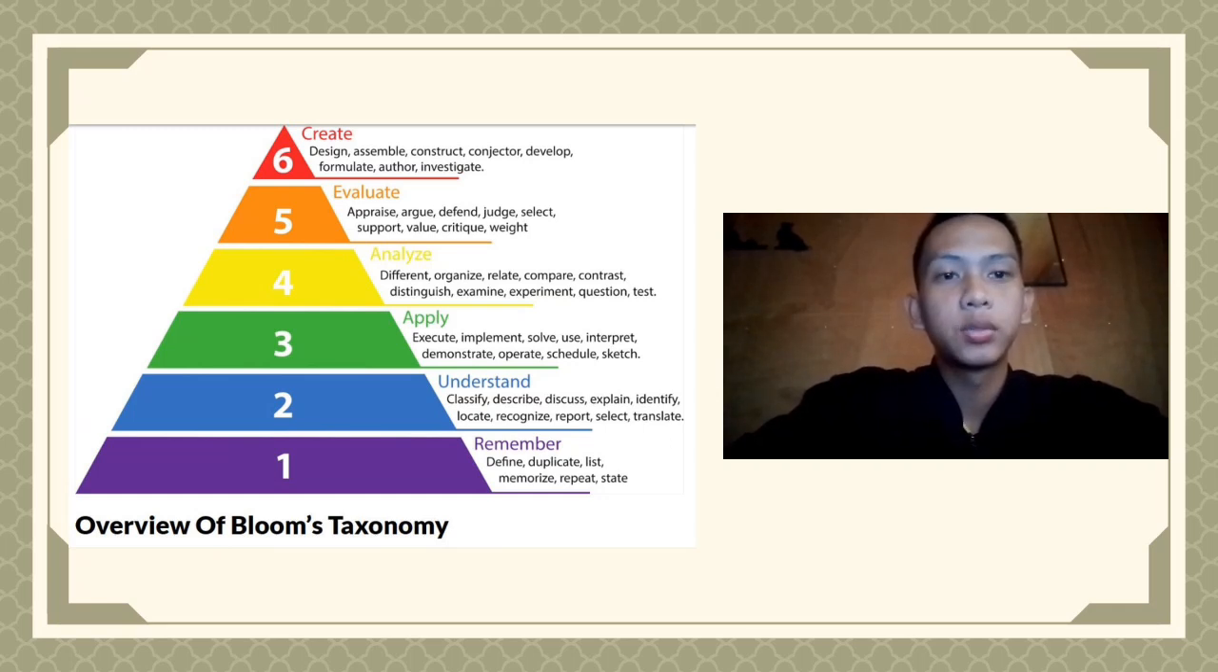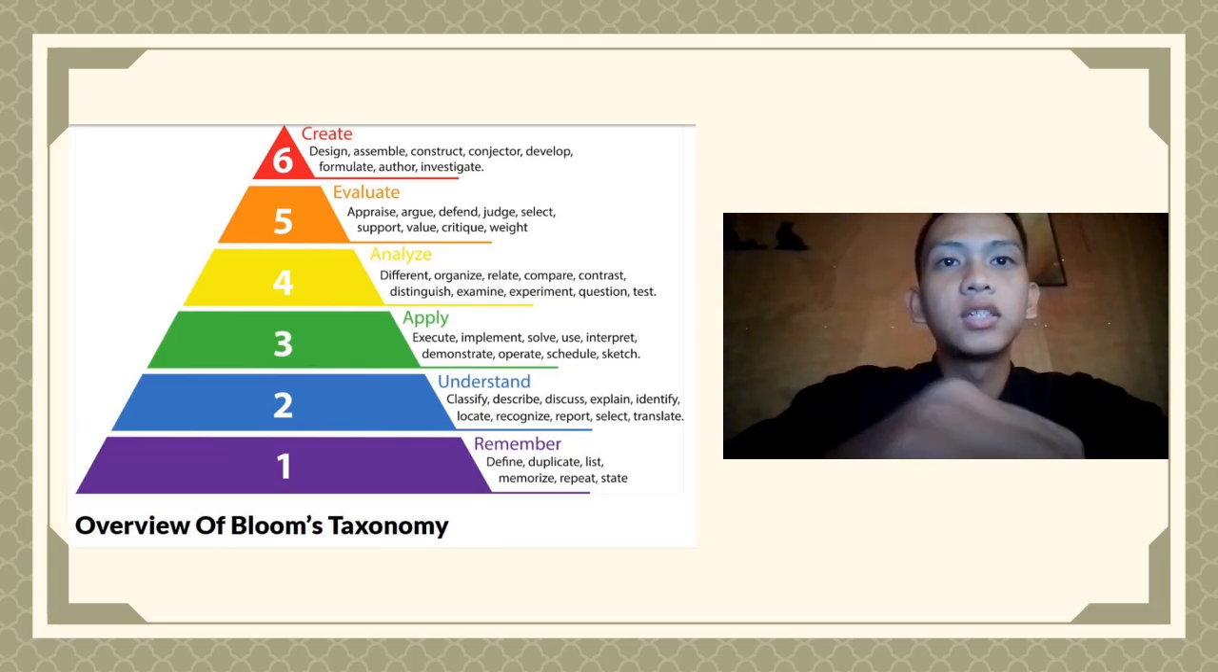So the first one is remember: define or duplicate, list, memorize, repeat, and state. The second level is understand: classify, describe, discuss, explain, identify, locate, recognize, report, select, translate. The third level is apply: apply, execute, implement, solve, use, interpret, demonstrate, operate, schedule, sketch.